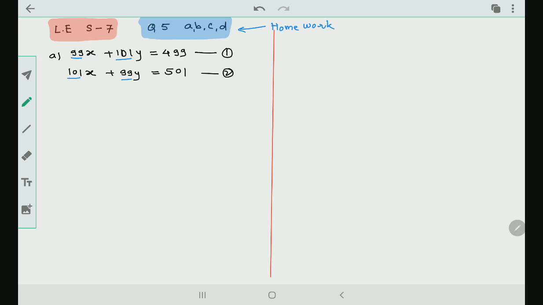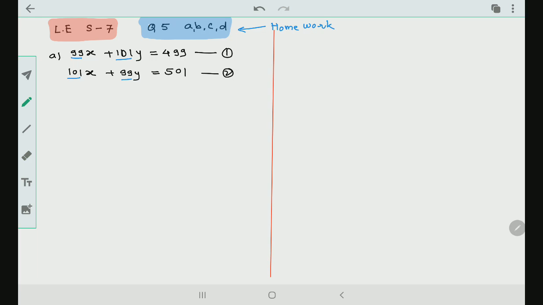I have to multiply equation number 1 by 101 and equation number 2 by 99. 101 into 99, 101 into 101, 101 into 499, and the same way for the next one as well. Don't you think this is a bit of a tedious job? And there can be difficulty in calculations as well. Then is there any easy way to solve this? Yes, there is an easy way.